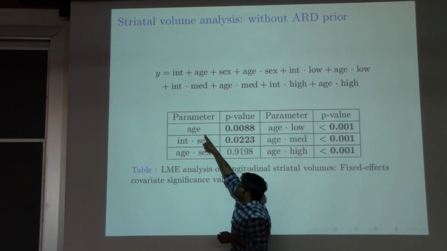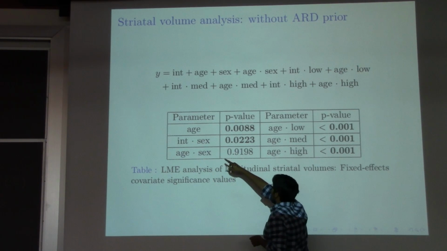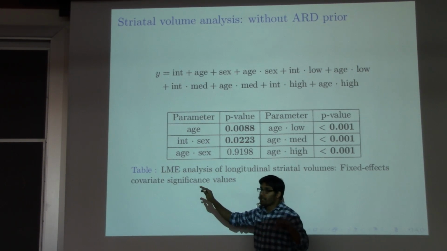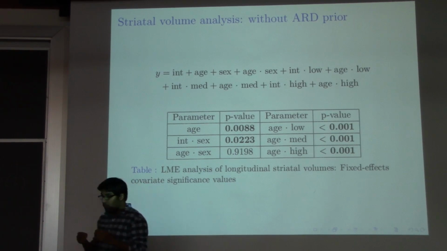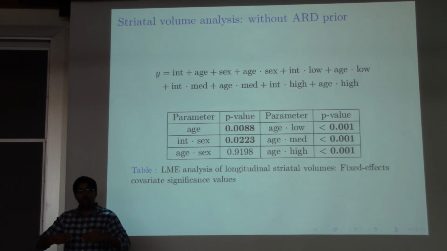It says that age is significant, the intercept for sex is significant, but the age times sex is not significant. What does this mean? This means that the way males change over time and the way females change over time, there's no difference between them. At baseline, the male volume and the female volume are different. But over time, the slope of that change, there is not a significant difference between them. Right? Does that make sense?